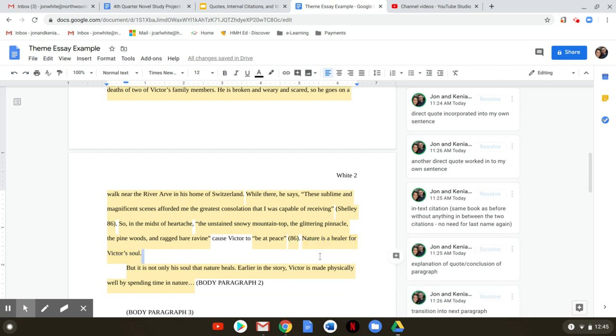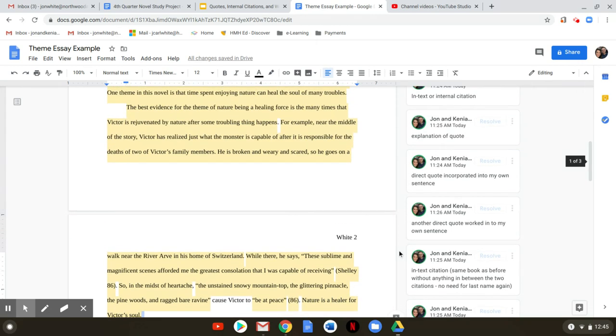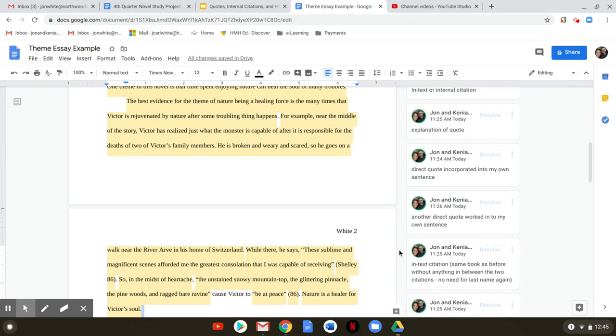So now what I want to do is actually read through that paragraph just so you can see the different pieces, moving from a topic sentence to the introduction of a quote, to the use of the quote, to the explanation of the quote, and how all of this moves us towards the main idea of this paragraph, which is, here's an example that shows us my thesis statement is true, that nature is a healer in this novel.